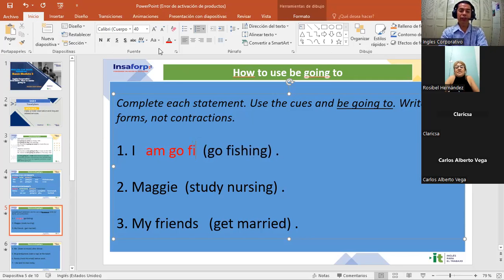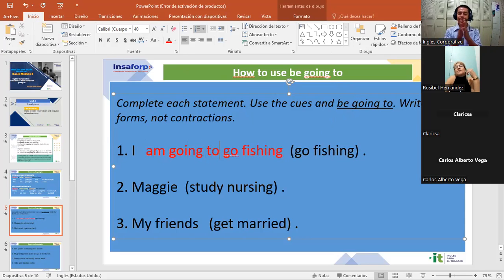I am. Go fishing. Solo vamos a cambiar el colorcito aquí, para que se note. Okay, I am go fishing. Ajá, pero ¿y el going to? ¿Qué pasó aquí con el going to, Rosy? I am going to go fishing. Thank you very much.